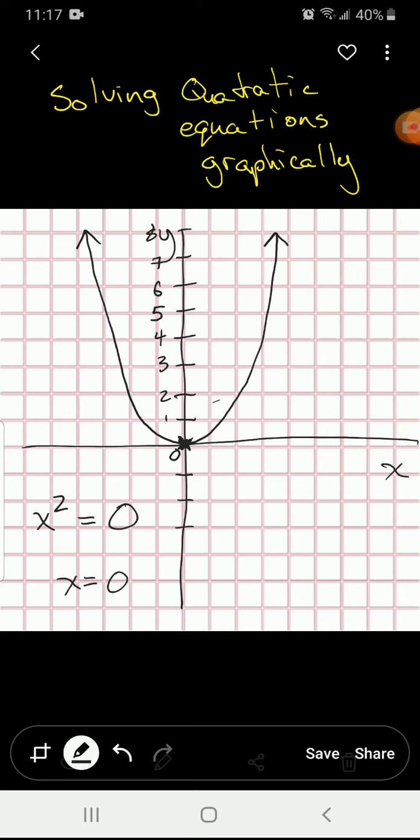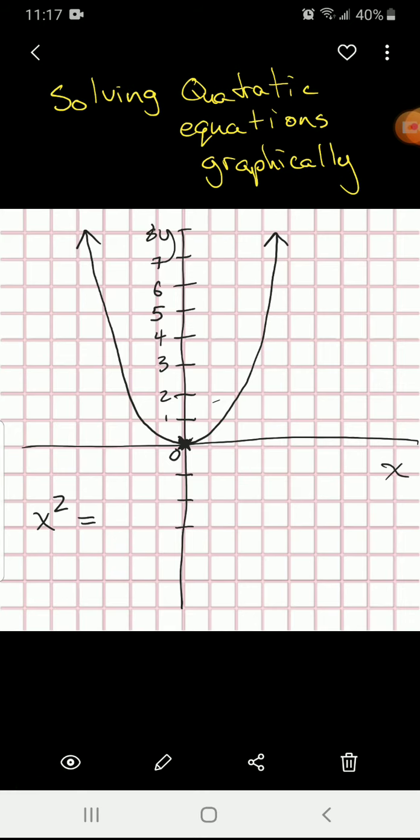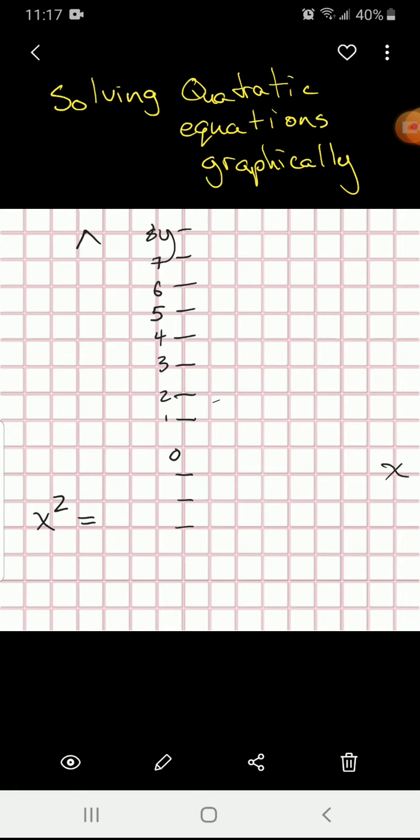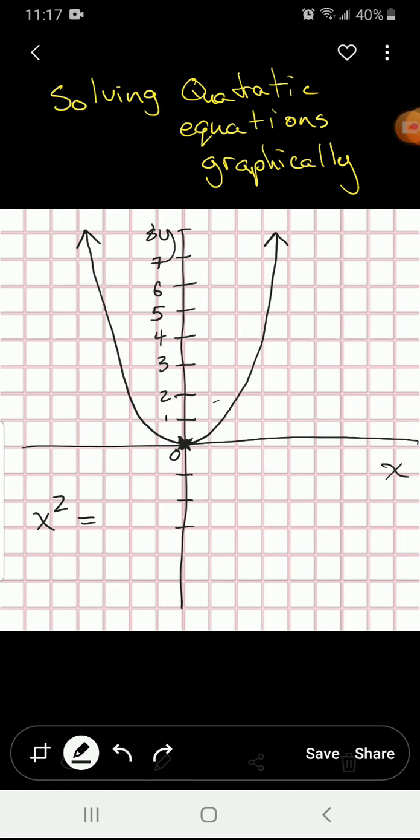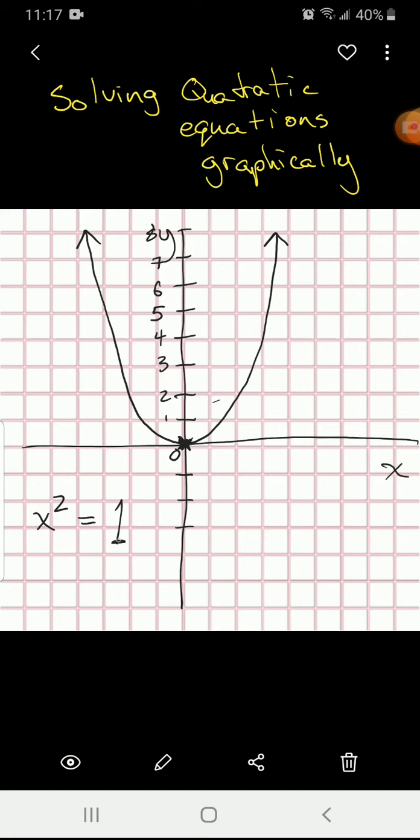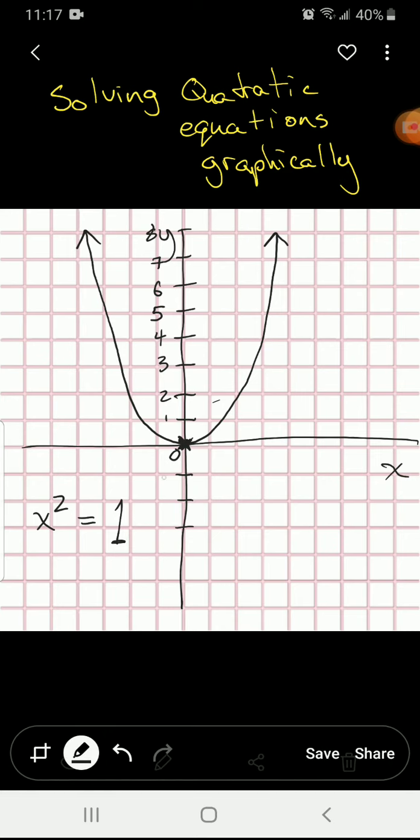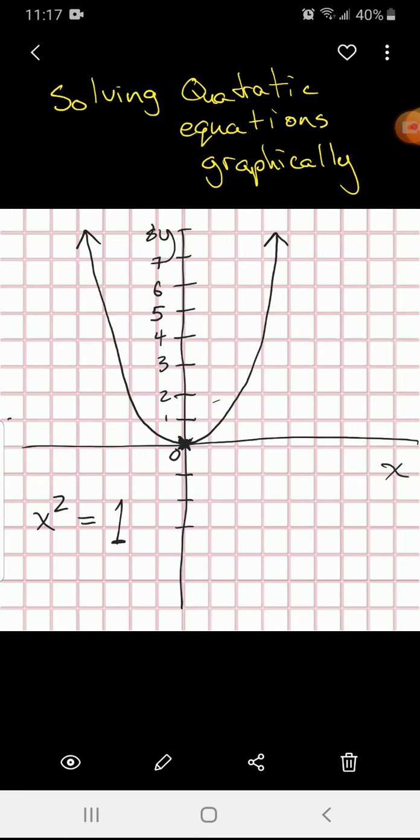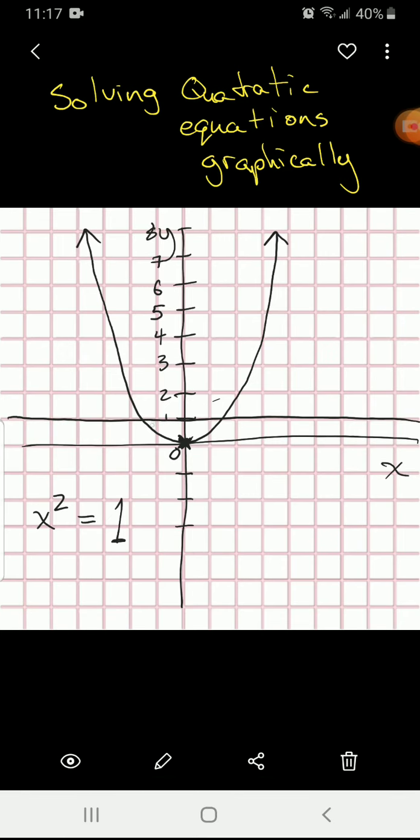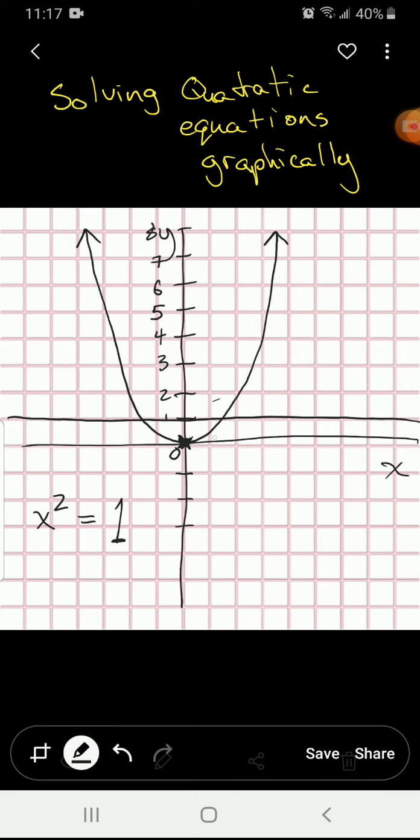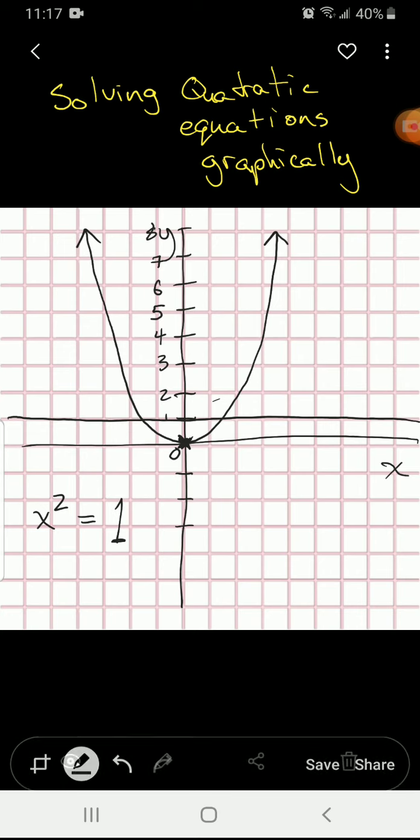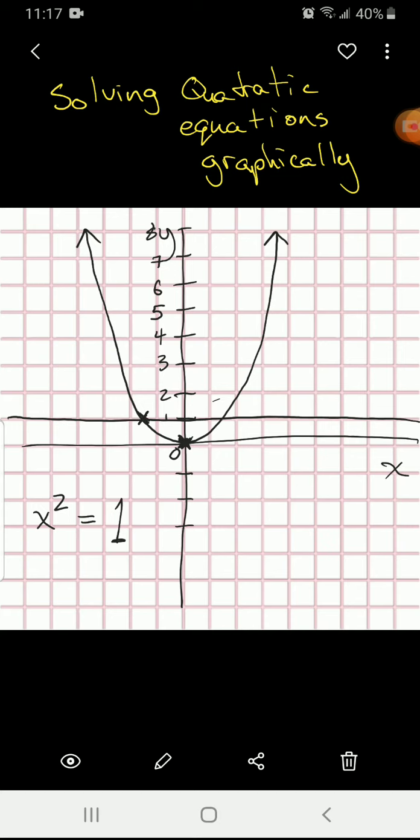If we had, let's look at a different example though. What if we had x squared equals 1? Well, then we would have a line at 1, and then we would look, where does this graph x squared, where does it intersect 1? Well, it intersects there and there.